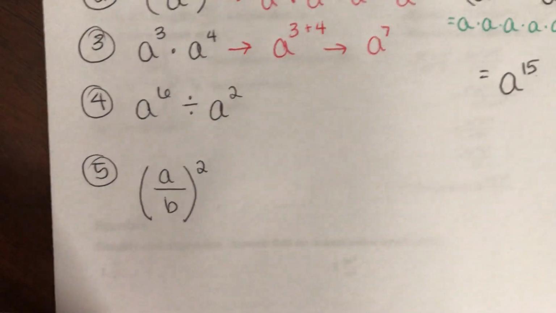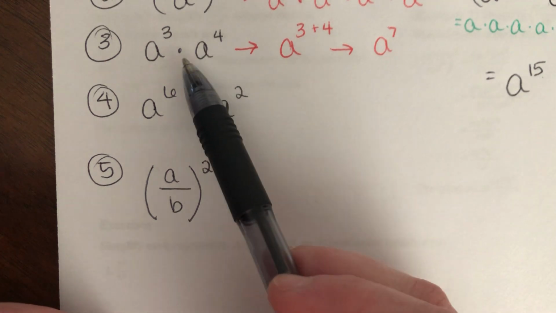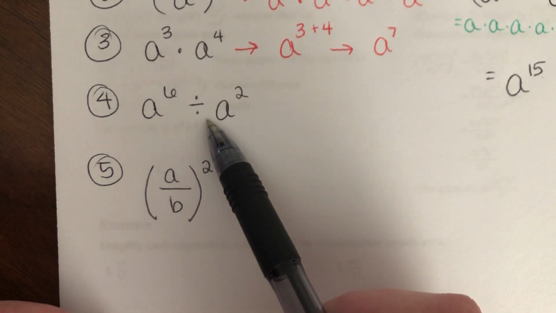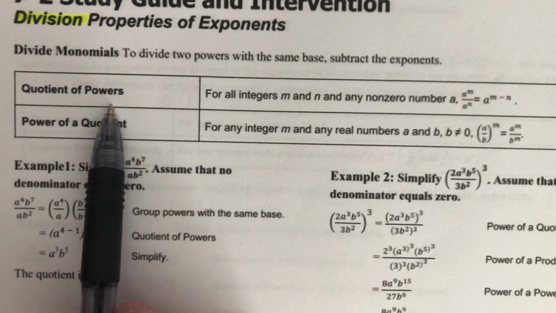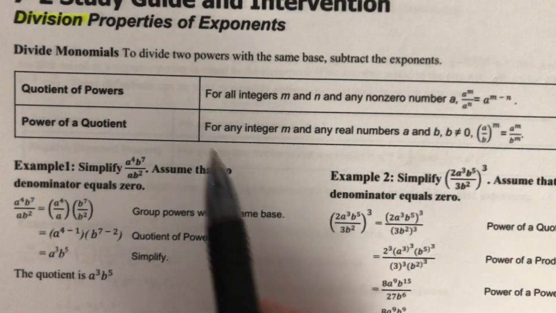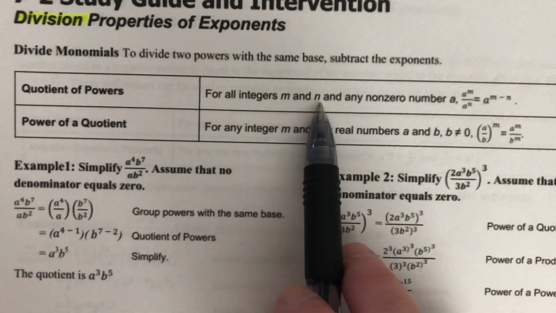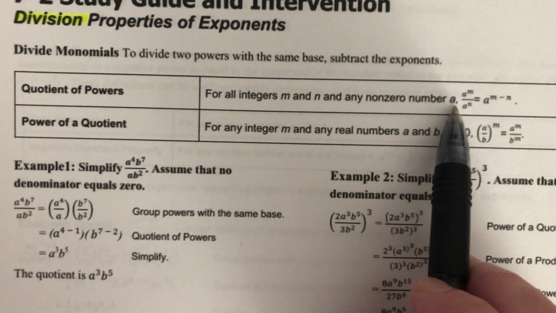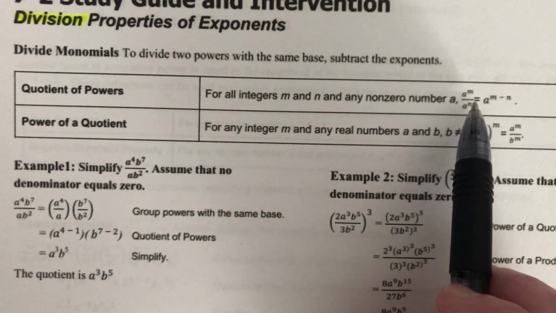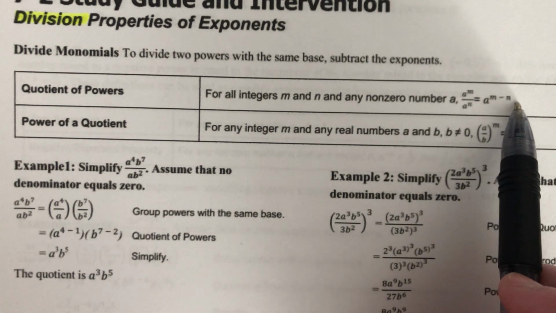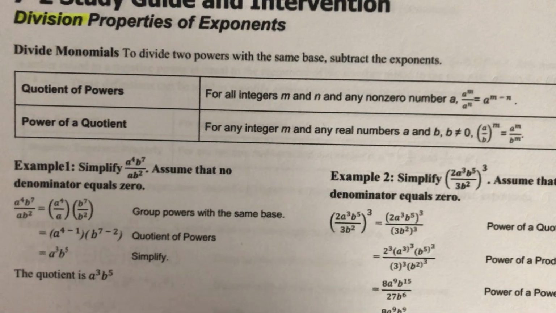So then today's lesson, we're going to be adding on to that, but instead of multiplication, we are going to be dividing. So I'll come back to that in just a second. All right. So for our two properties of dividing exponents, we have the quotient of powers. Remember, we had the product of powers before. For all integers m and n, for all exponents m and n, and any non-zero number a, so our base is a, if you have a to an exponent divided by a to an exponent, you're going to subtract the exponents. Right? You're going to subtract them.